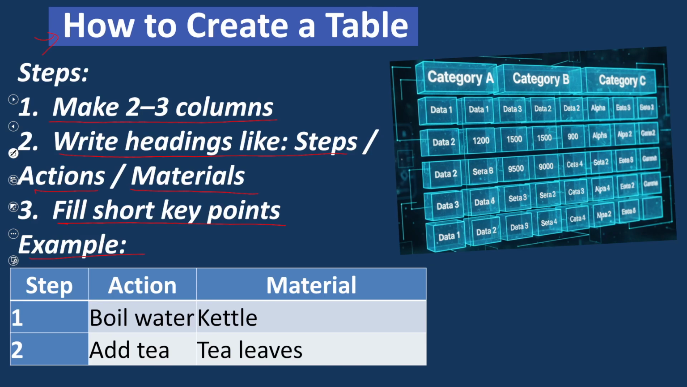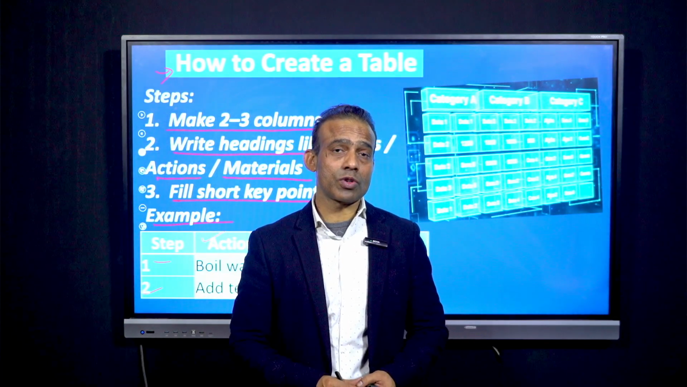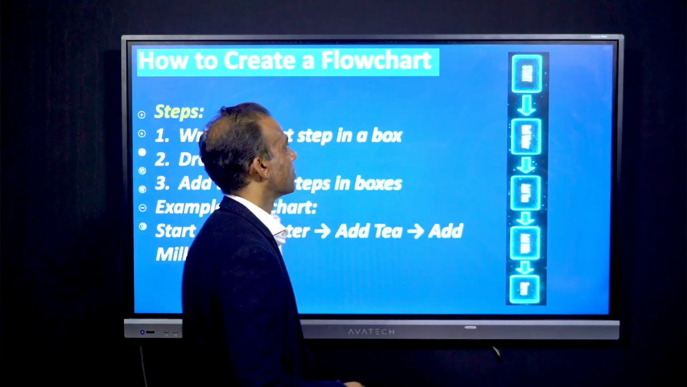For example, look at this example. Number one, boil water. This is the action. Material, kettle. Number two, add tea. And this is the action. And the material is tea leaves. So, dear learners, this is the simplest way to create a table. Now, move to the next slide.